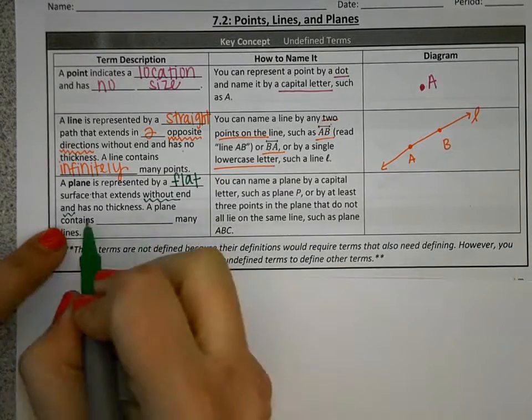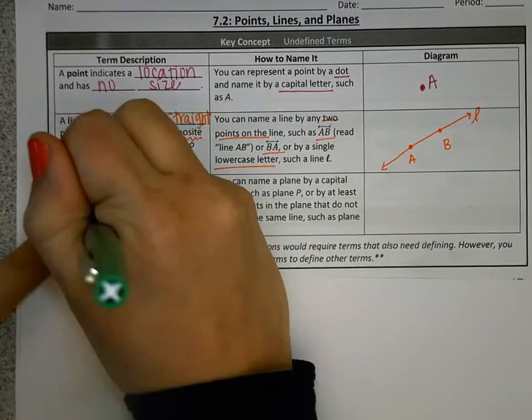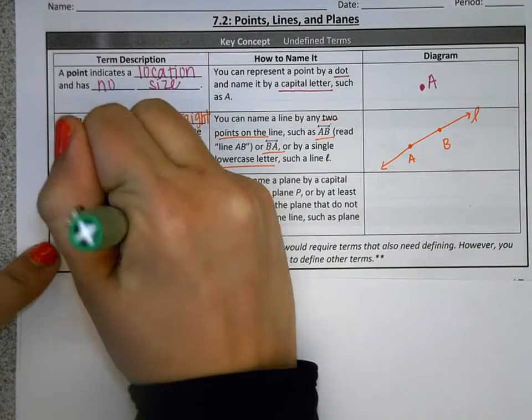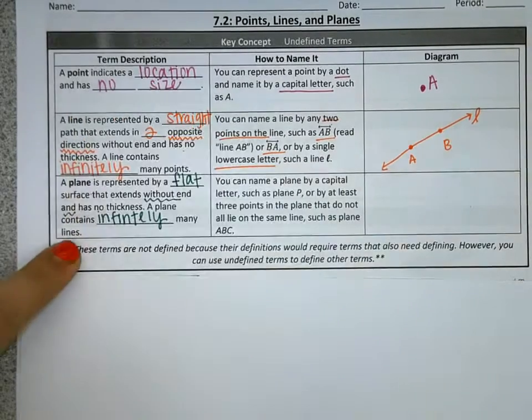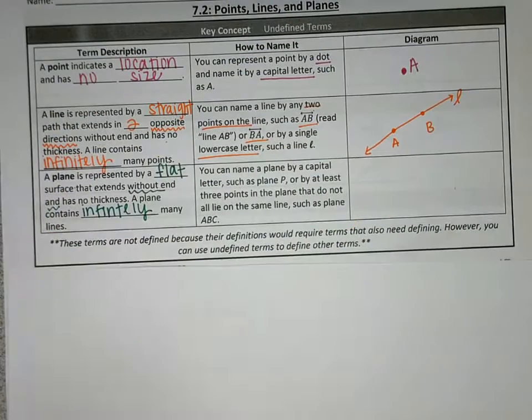A plane contains infinitely many lines. And if lines contain infinitely many points, does that mean a plane also contains infinitely many points? Right? Logical thinking, guys. If a plane has infinitely many lines, and a line has infinitely many points, a plane also has infinitely many points, right? Okay.